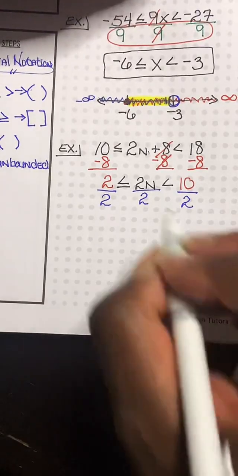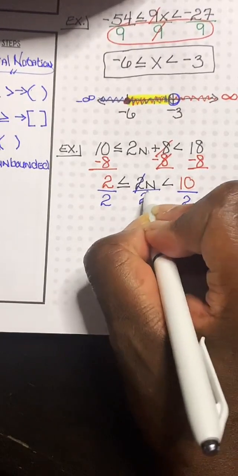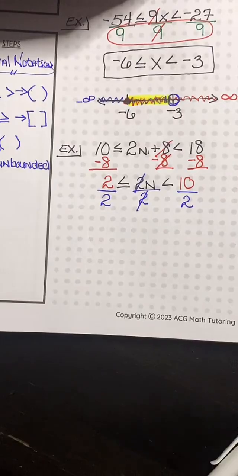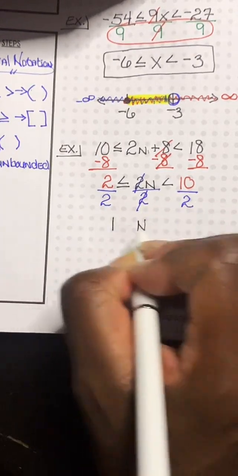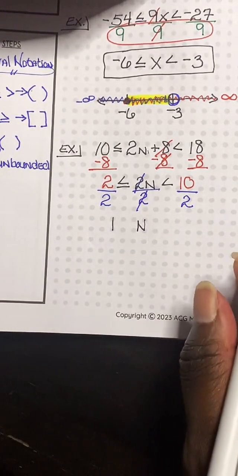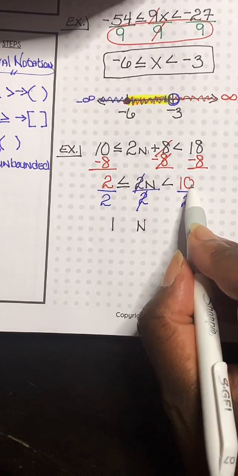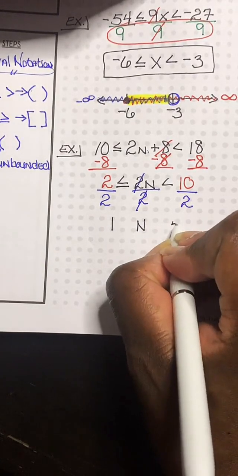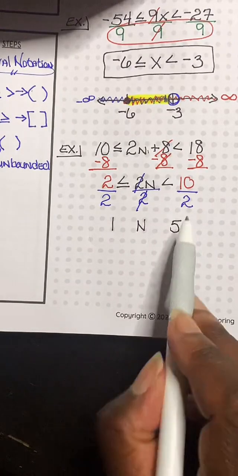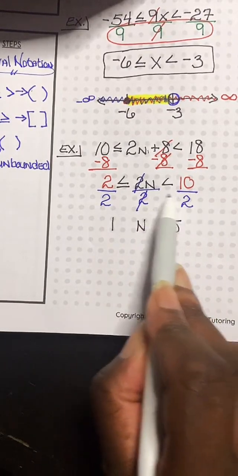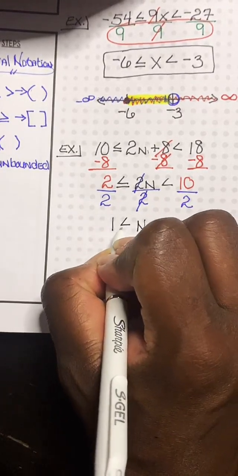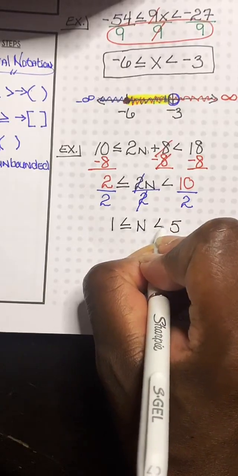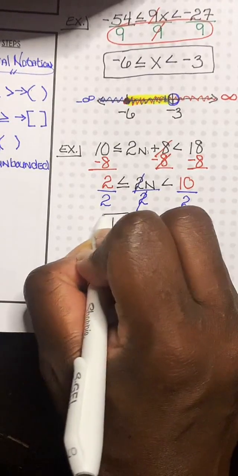Okay. All right. So now, 2 divided by 2 gives me 1n, or we can just simply say n. So now 2 divided by 2 gives us our 1. I know it's hard to type it. Then we have 10 divided by 2. That does give us our 5. And since we divided by a positive 2, my inequalities do not need to change their direction. So it's just 1 is less than or equal to n, and n is less than 5.